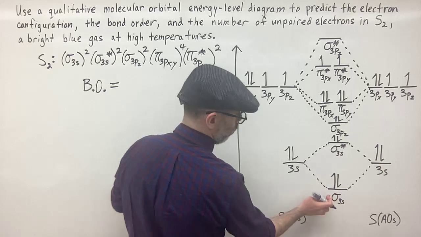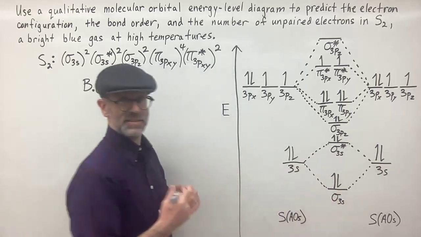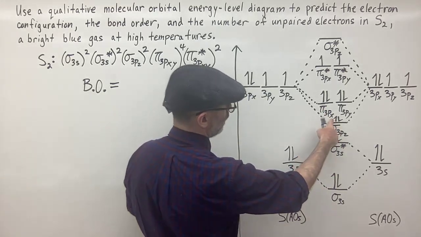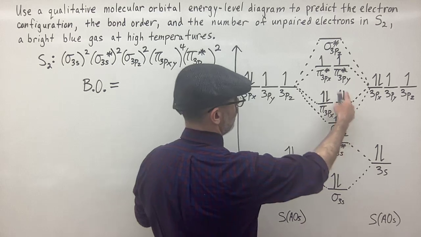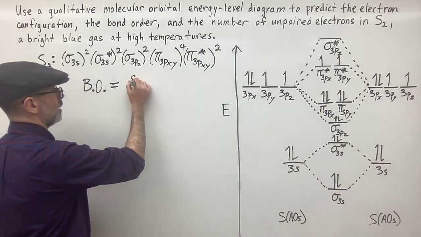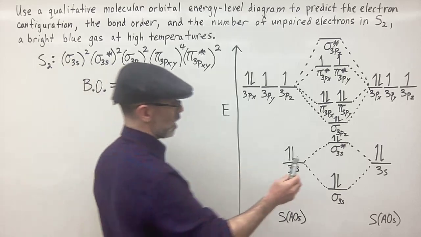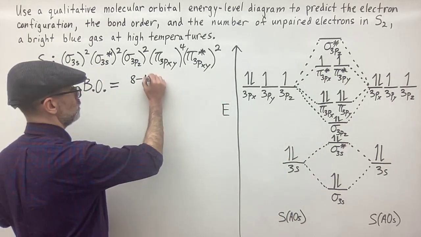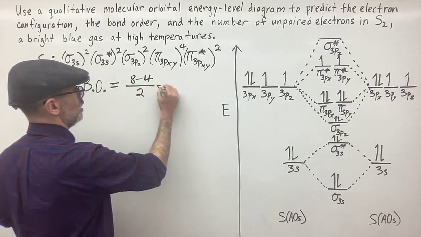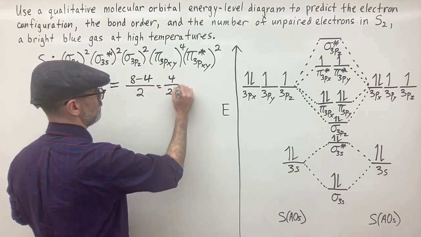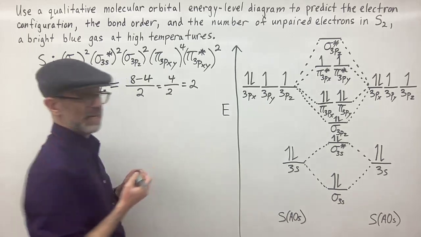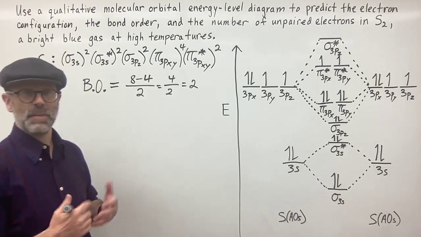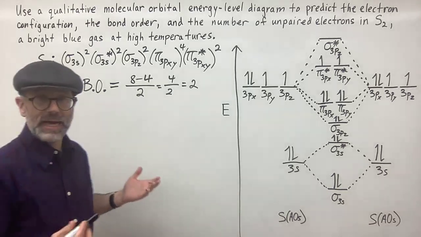So anything that does not have a star is bonding. So we got 2. We have 2 there. That's 4, 6, and 8. So we got 8 bonding electrons, and then anti-bonding is anything with a star. So we have 2 here, and then we have 1 and 2 there. That's 4. And then that's going to be divided by 2. So 8 minus 4 is 4 divided by 2. 4 divided by 2 is 2. So that gives us a bond order of 2, meaning that there is a double bond between the 2 sulfurs in the molecule S2. So again, just like oxygen.